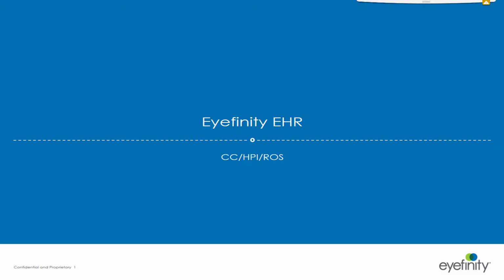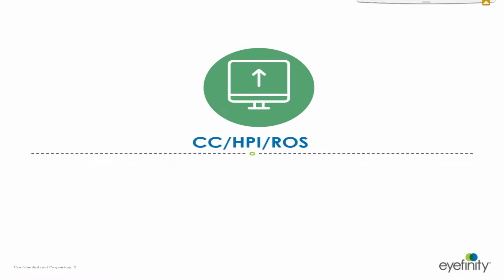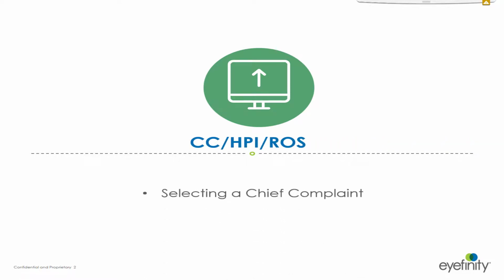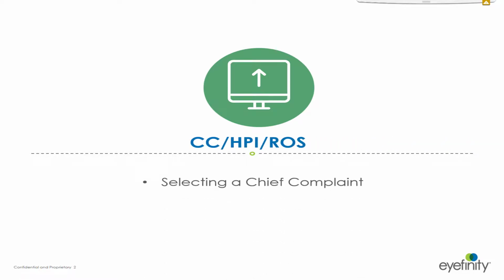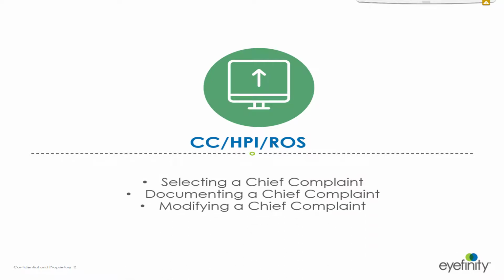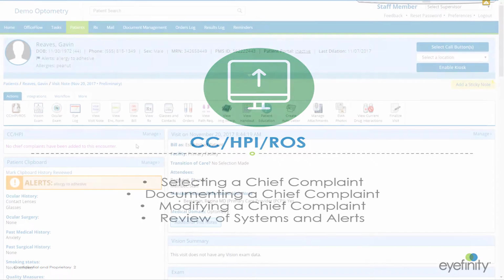This tutorial will cover chief complaint, HPI or history of present illness, and review of systems on the browser. Following this tutorial, you will be able to select and search a chief complaint, document a chief complaint, modify a chief complaint, and document review of systems and alerts.